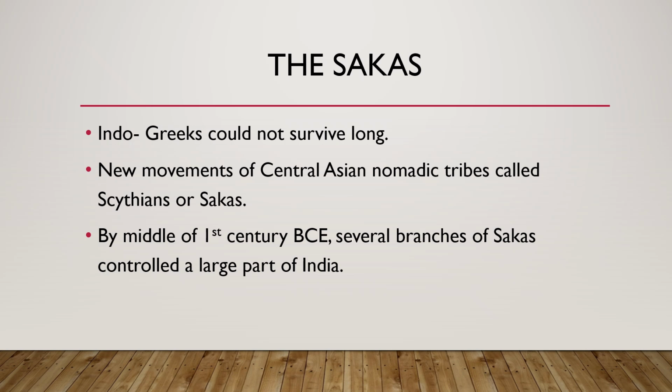The Indo-Greek power in northwestern India did not survive long, and a number of causes led to new movements of the Central Asian nomadic tribes known as the Scythians. Now, the Scythians, who are also known as Shakas, moved from Bactria and invaded Iran and then the Greek kingdoms in India. And by the middle of the 1st century BCE, only a few Greek chiefs ruled in India, and several branches of the Shakas controlled a much larger part of India than the Greeks did.